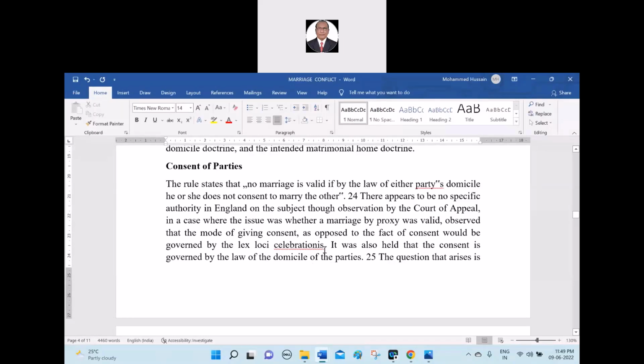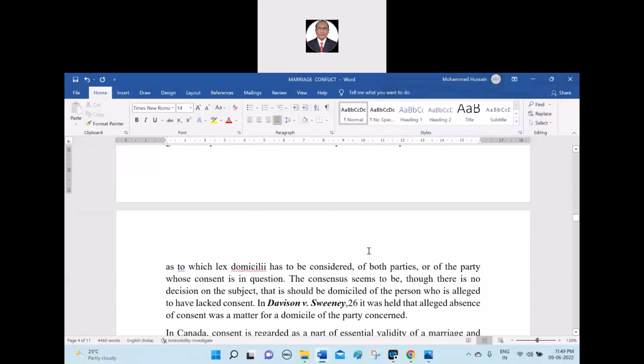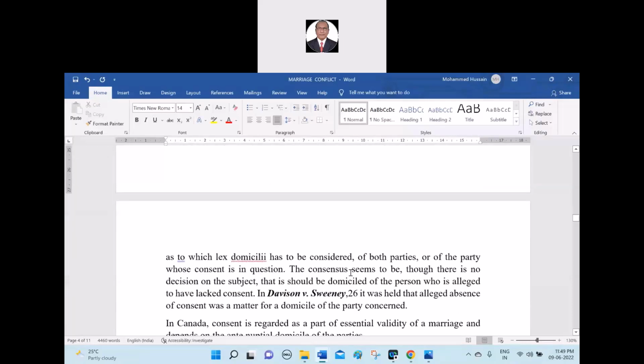It was also held that consent is governed by the law of the domicile of the parties. Yes, it is the law of the domicile in the common law countries. Lex patriae, the law of nationality, plays a role in civil law countries. The question that arises here is which lex domicilii has to be considered, of both the parties or of the party whose consent is in question. The consensus seems to be, though there is no decision on the subject, that it should be the domicile of the person who is alleged to have lacked consent.